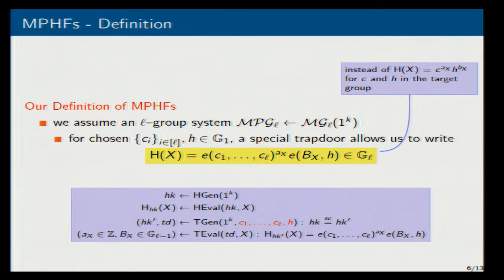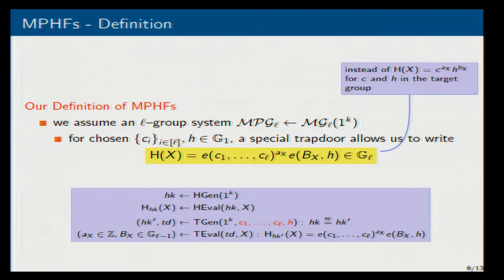So here's our definition for MPHFs. The algorithms are very similar to the algorithms for PHF, but the key difference here is that in order to program the output of the PHF, instead of using elements C and H from the target group, we are going to use a number of elements from the group G1. These are the elements C1 up to CL and the element H. Also, the AX and the BX here, they play the same role as in the PHFs. But notice here that the BX, instead of being an exponent, is a group element from GL minus 1.